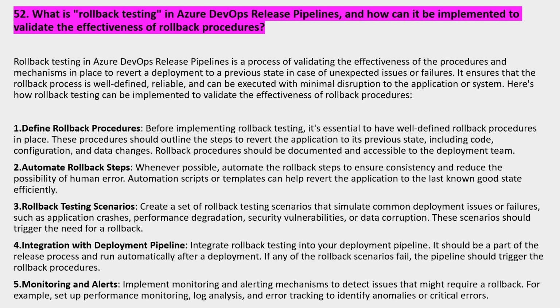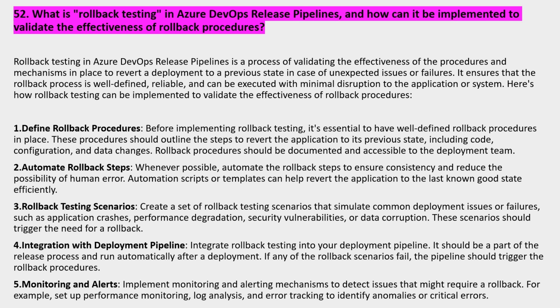Define rollback procedures. Before implementing rollback testing, it's essential to have well-defined rollback procedures in place. These procedures should outline the steps to revert the application to its previous state, including code, configuration, and data changes. Rollback procedures should be documented and accessible to the deployment team. Automate rollback steps. Whenever possible, automate the rollback steps to ensure consistency and reduce the possibility of human error. Automation scripts or templates can help revert the application to the last known good state efficiently.